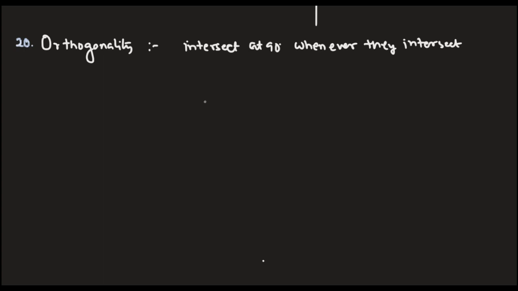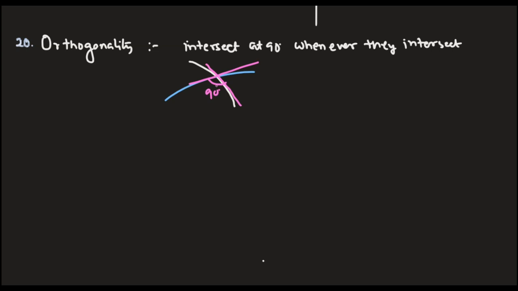Now how can we find the angle between two curves? Suppose this is the first curve and this one is the second curve. In the first curve we draw a tangent like this one, and in the second curve we draw a tangent like this one. The angle between the two tangents at the point of intersection is the angle between the two curves.